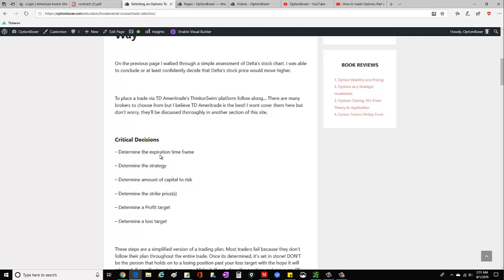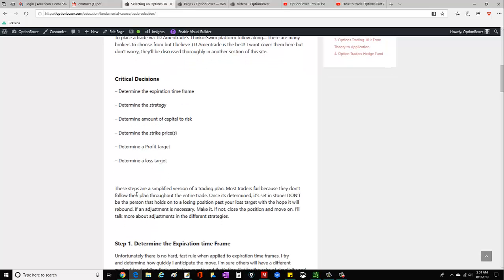So you need to determine the expiration time frame. You need to determine the strategy you want to employ, and determine the amount of capital to risk. You want to determine the strike prices that you'll use, either the strike price if you're buying a single contract, or strike prices if you're opening a spread trade. Determine a profit target and determine a loss target. These steps are a simplified version of a trading plan. You can be as detailed or as non-detailed as you want, but determining these is basically a trading plan.